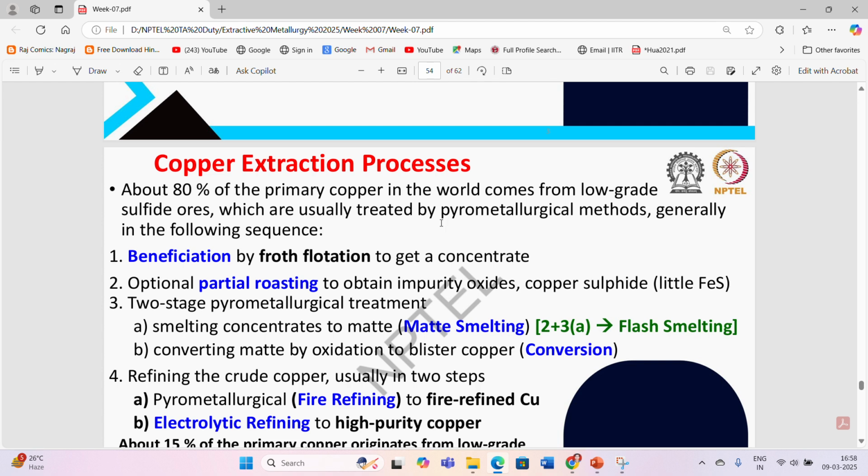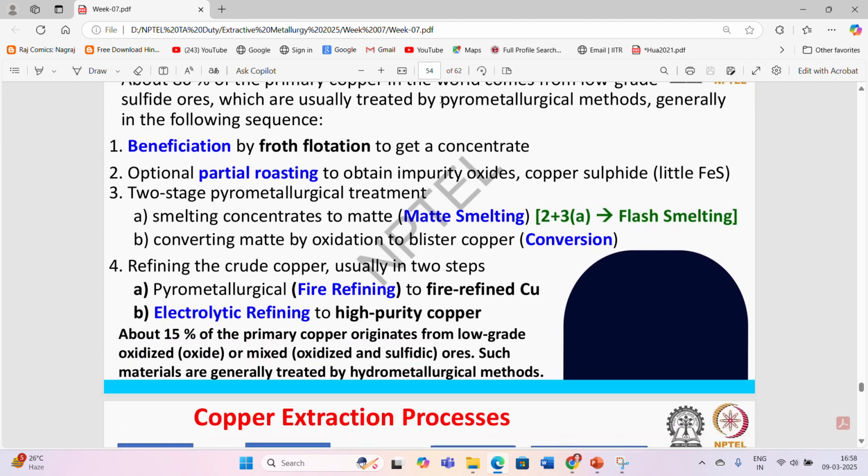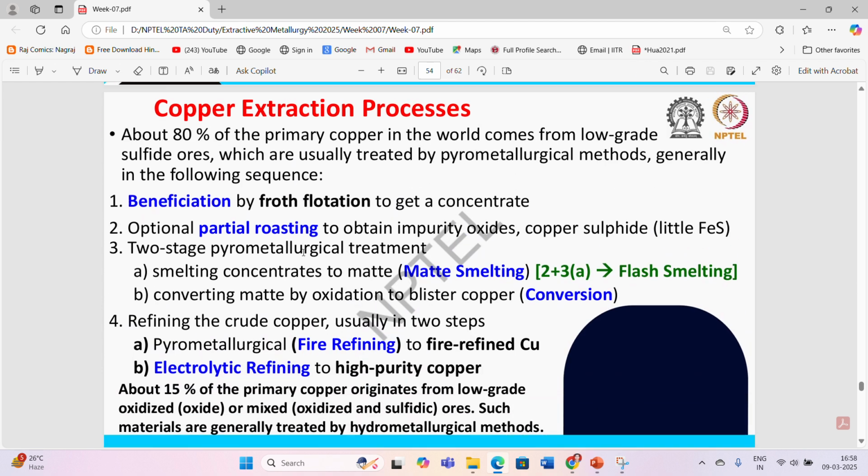The treatment of these copper ores by a pyrometallurgical process is generally done in the following sequence. So first we go with the beneficiation process. As we had already talked, the ore has a copper percentage of only 0.8 to 1% at max in the particular ores.